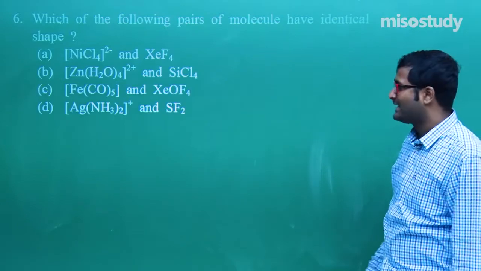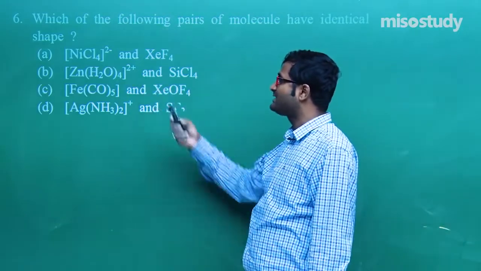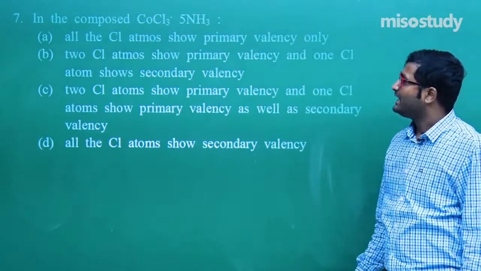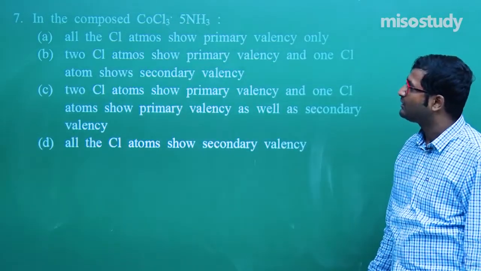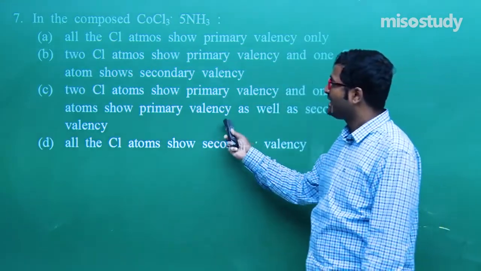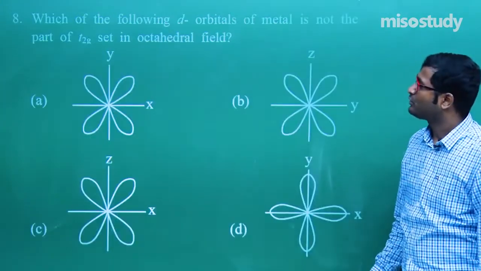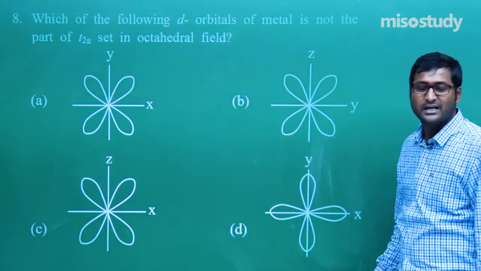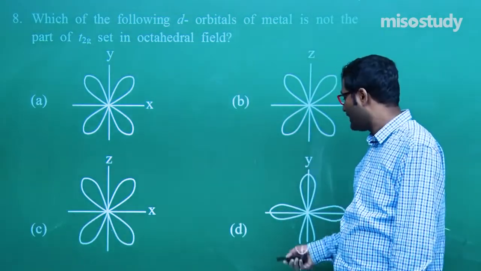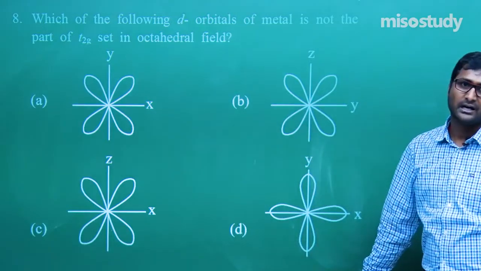Now, which of the following pair of molecules have identical shape? As I discussed, the answer is B, sp3 and sp3. For question number 6, in the complex CoCl3 into H2, by Werner's theory, I have discussed the same example. So in this case, C is the correct option. Now question number 8, t2g contains dxy, dyz and dxz, not dx square minus y square. So for this, D is the correct option.